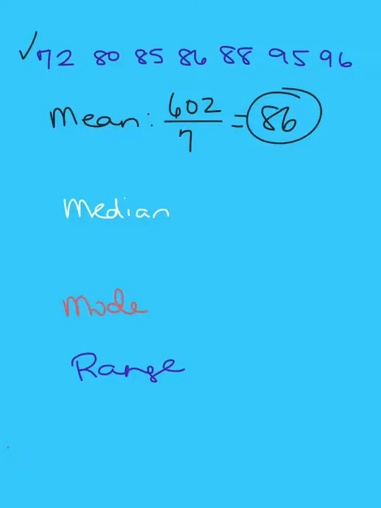Now, when I'm looking at the median, remember that means the middle number. So because my numbers are already in order, there are 7 values. So if I take away 3 on the left, and 3 on the right, my middle value is going to be equal to 86. When you have an odd amount, it's going to be exactly the number in the middle. My mode is the number that appears most often. Now, in these 7 values, I don't have any number that is there more than once. So we say that there is no mode because there is not one that appears more often than the others.